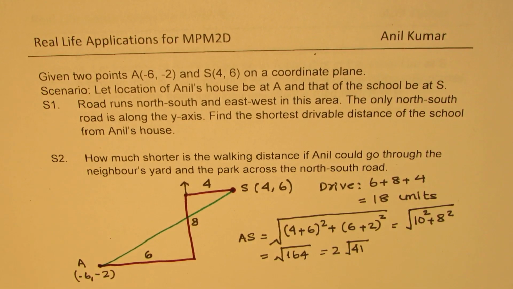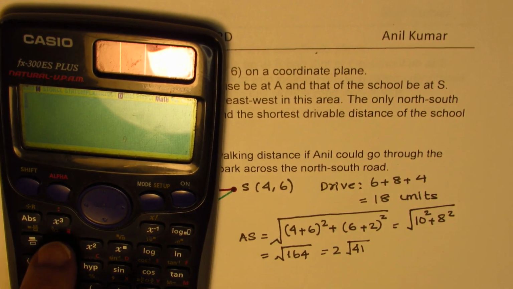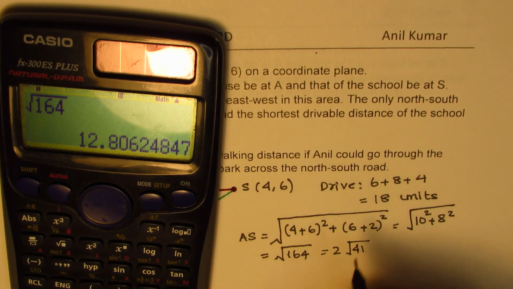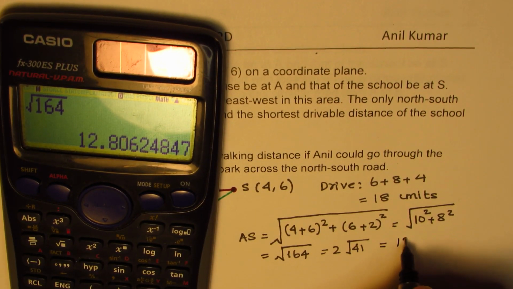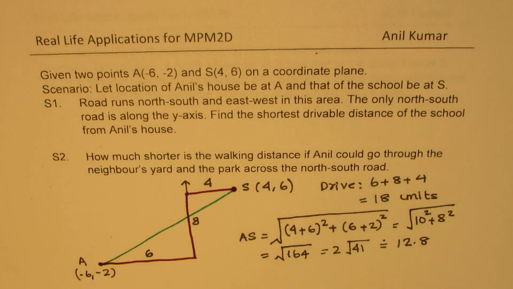But let's convert to decimals, because the difference is not easy to work out with this. So let me do only the square root of 164 and convert to decimals. It is equal to 12.80. So we'll write this to one decimal place, 12.8, right?